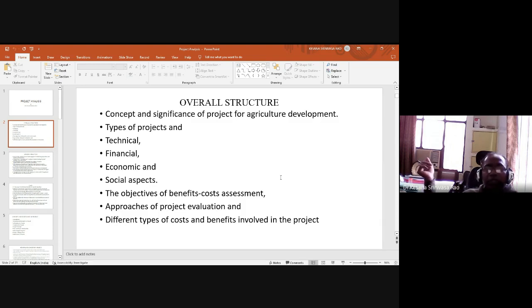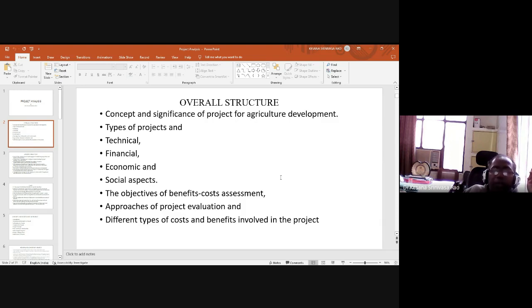Types of projects: technical projects, financial projects, economic projects, and social aspects projects. In this way, these are the four heads under which we can mainly see the projects. Technical projects, financial projects, economic projects, and social aspects projects, which we are going to relate in the process of agriculture development.